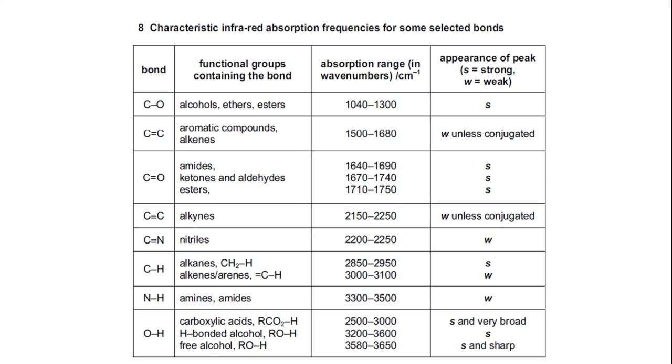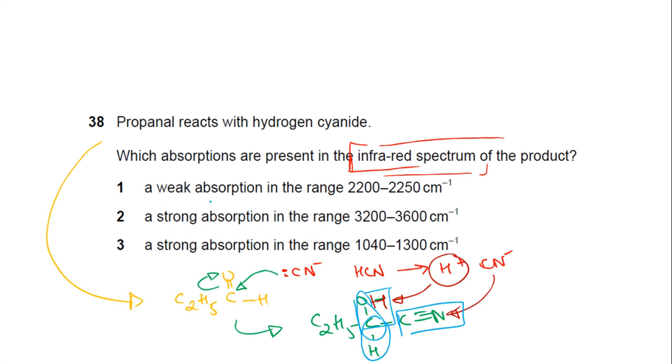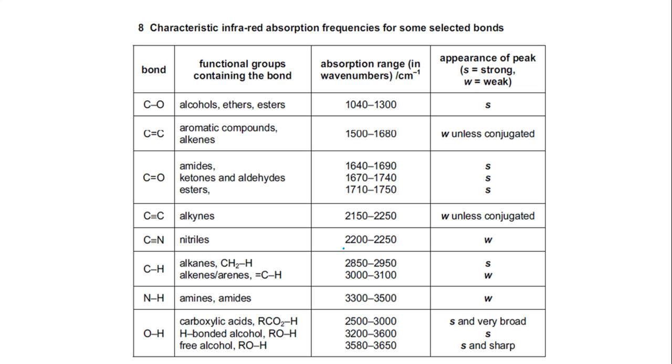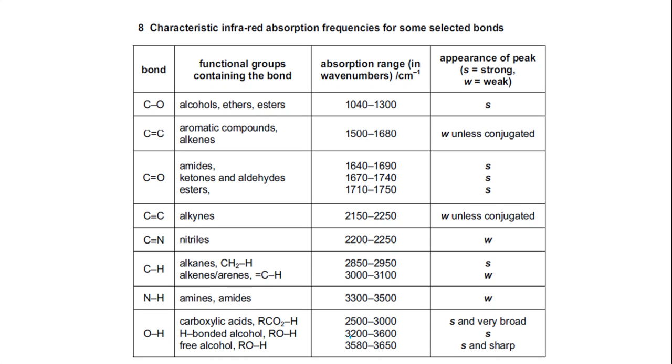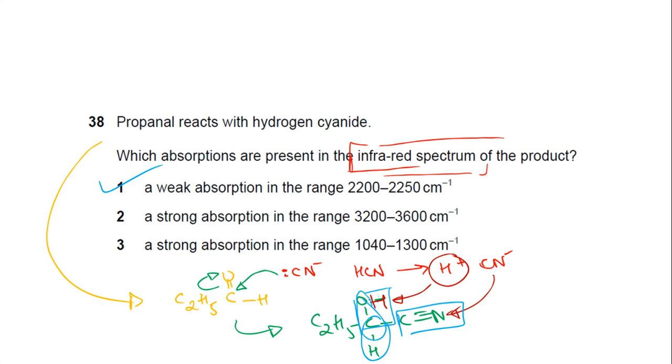And according to it, let's look at the first statement. It says a weak absorption in the range 2200 to 2250. So 2200 to 2250, which is weak, is for the nitrile. So statement 1 is correct because we do see a nitrile here. It says a strong absorption in the range 3200 to 3600. 3200 to 3600 is right here, and this is strong, and this is for an H bonded alcohol. Don't you see an H bonded alcohol here? The OH bond, we do see it, right? So this is also correct.